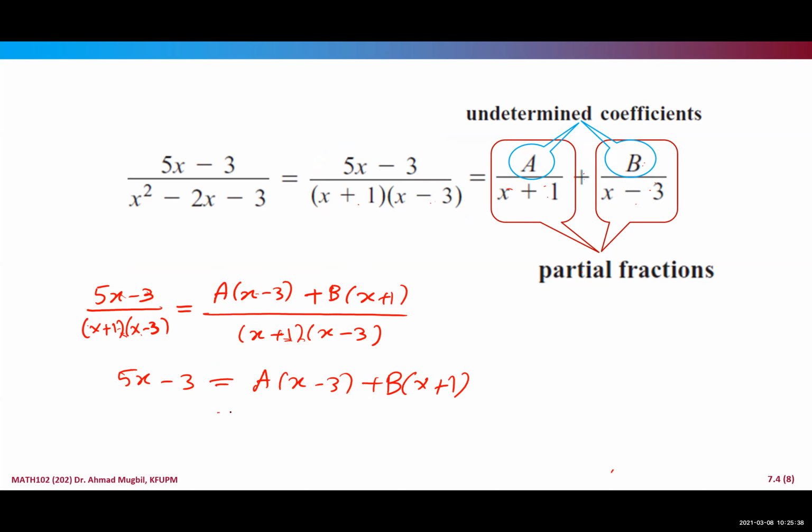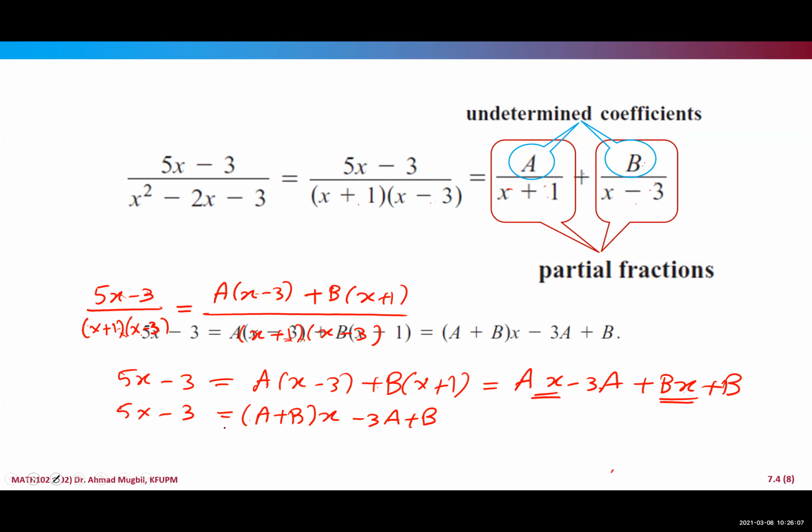Now, what you will do is find them by comparing the coefficients. Now here, what are the coefficients of x? You have Ax plus Bx. So you have A + B, and x is a common factor. Just expand. It will be Ax - 3A + Bx + B. So now what are the coefficients of x? They are A + B. What are the constants? There is no constant here. It will be -3A + B.